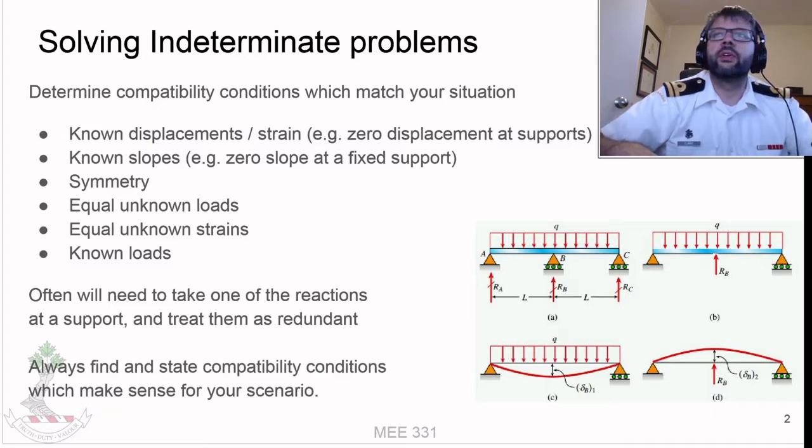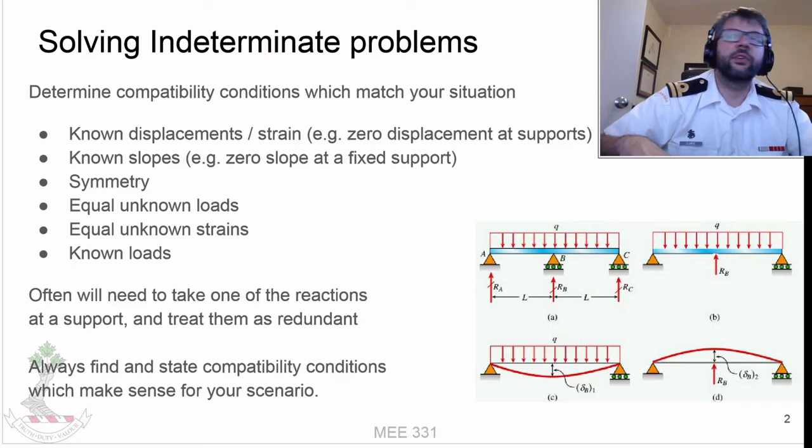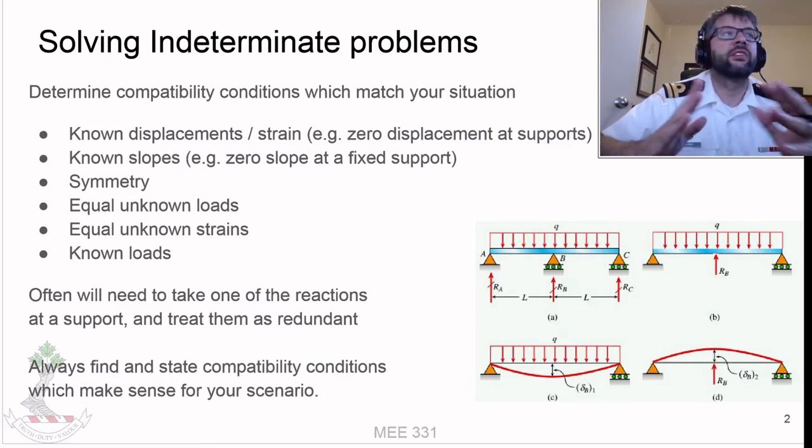So sometimes this will be like known displacements or strains. One example that comes up quite often is going to be zero displacement at the supports. Could have known slopes. So if you have a support that's fixed at one end, then you know that the slope there at that end is going to be zero. You can make use of symmetry.